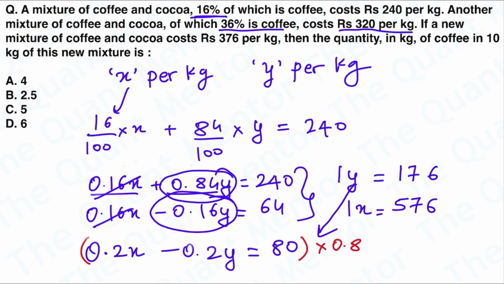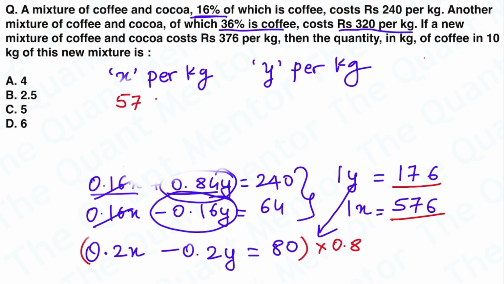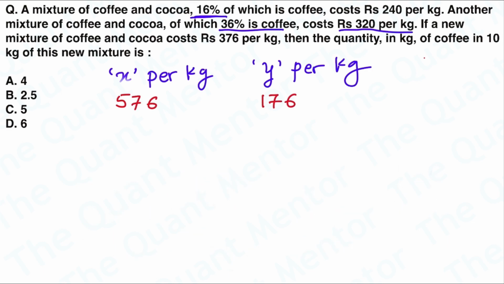So with this entire exercise, we have found out the price of coffee per kg is 576 and the price of cocoa per kg is 176. Okay. So x is 576 and y is 176. Okay. And now you can basically apply the rule of alligation. That is, the price of coffee per kg is 576 and cocoa per kg is 176. You want the final price to be 376 rupees per kg. So we put 376 in between and apply our rule of alligation.